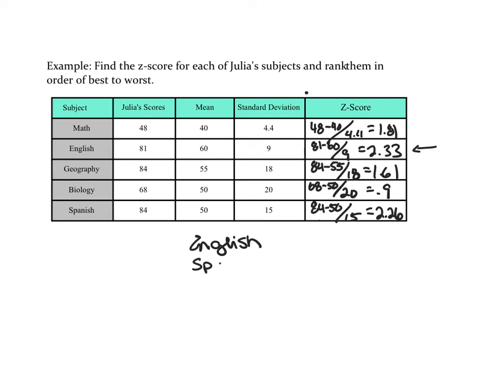Then Spanish would be the 2.26, and then I would put math as her third best test score, and then geography as her next, and her last was bio. Though she did better than the mean, she just barely got higher than the mean.